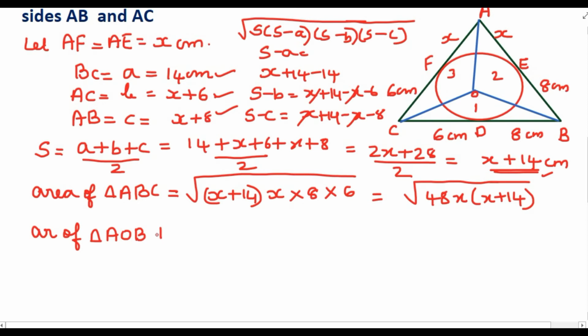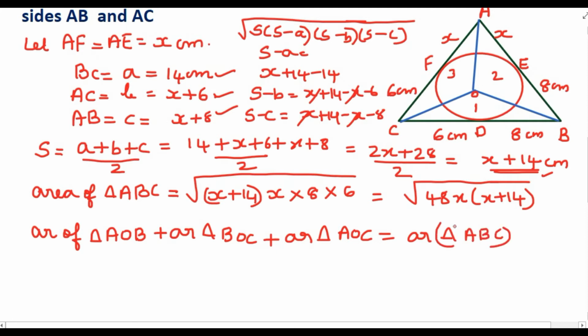We need to find the area of triangle ABC, which is nothing but the area of triangle AOB plus the area of triangle BOC plus the area of triangle AOC, which is equal to the area of the big triangle ABC. The area of the big triangle ABC we already got.